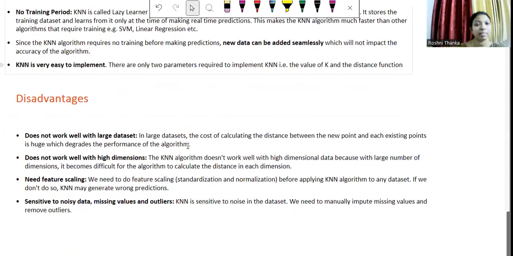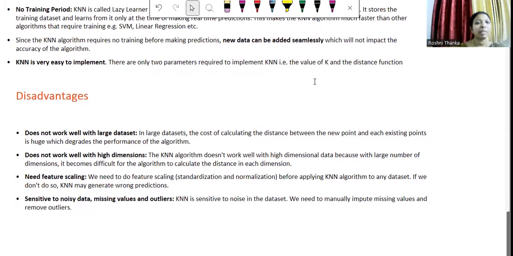Let's discuss the disadvantages of this KNN algorithm. This KNN algorithm does not work with large data. Why? Because when new data comes, if the data set is very big, we want to calculate the distance between the newly arrived data and all the already available data. If the data set is very large, calculating distance with the already available data takes much time and is costlier.